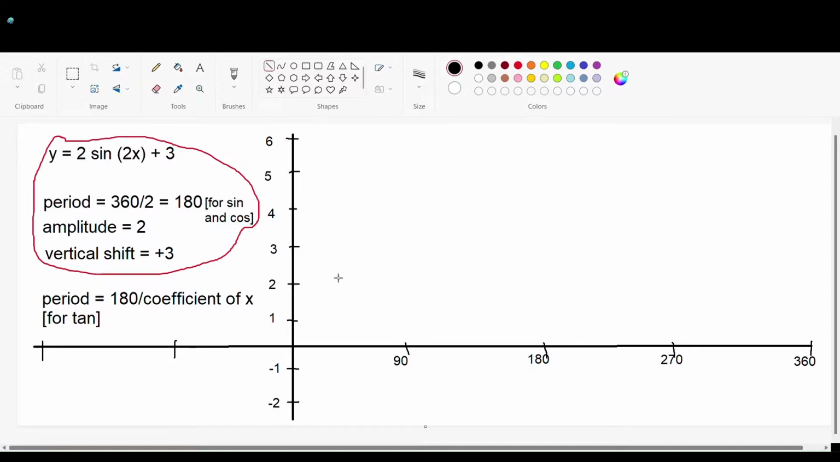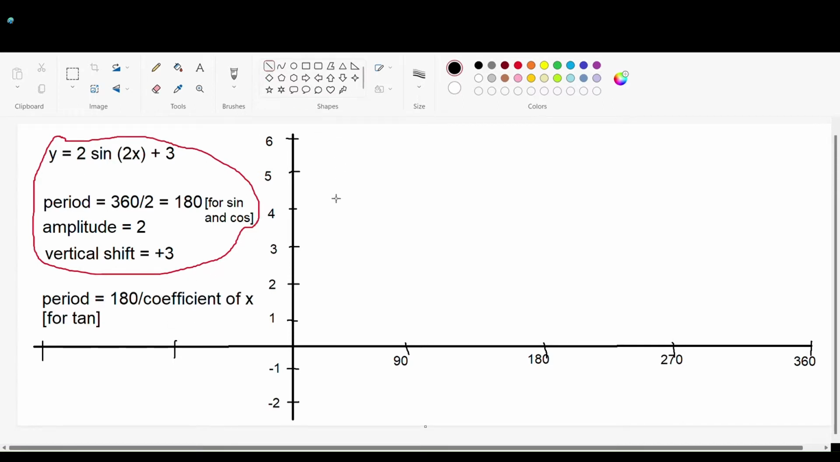Let's draw this in a graph. For example, y is equal to 2 sine 2x plus 3. The period formula is 360 or 2 pi divided by the coefficient of x. In this case it is 2, so 360 divided by 2 is 180 degrees. This is only for sine and cos graphs. For tan graphs, it is 180 divided by the coefficient of x, or pi divided by the coefficient of x. The amplitude of this graph is 2. The vertical shift is plus 3.